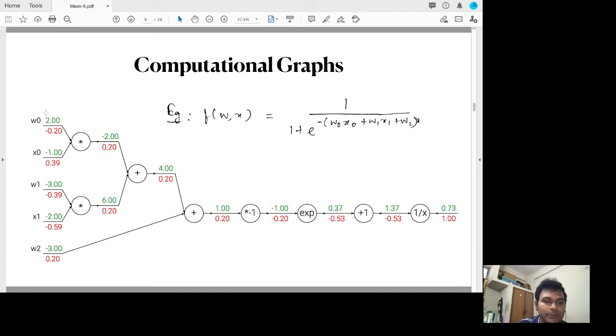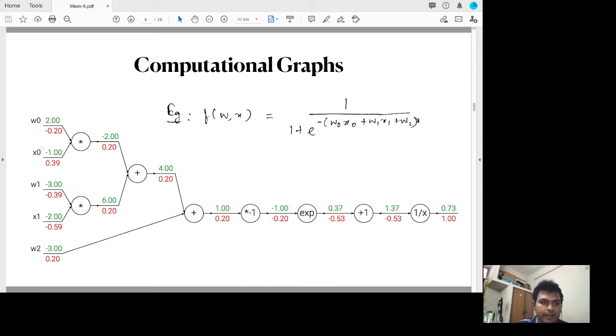What you need to do first is to have some inputs. Let's say x0 and x1 are my inputs, and w0, w1 and w2 are the weights that you have initialized. You have just initialized 2, -3 and -3 as your initial weights. The first thing that you will need to do is a forward pass. As I go along this computational graph and fill up these green numbers, this is known as a forward pass. Why forward pass? Because you are going in the direction of these arrows.